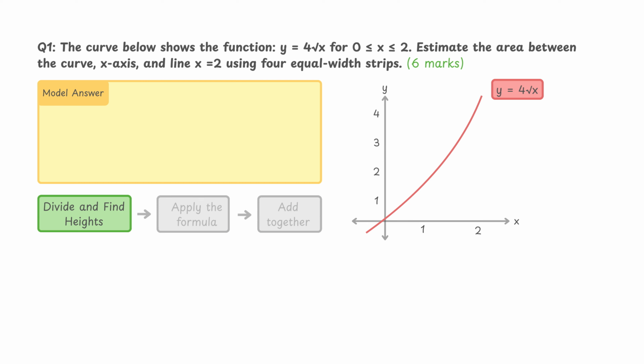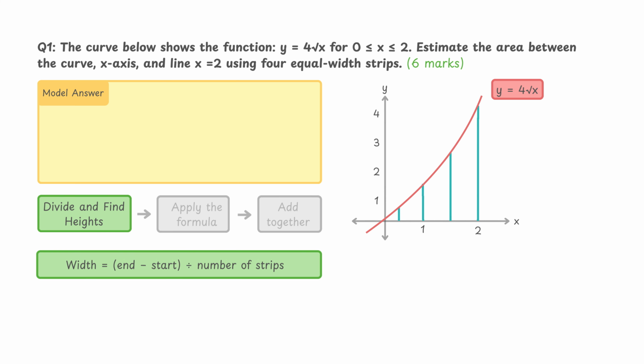Let's begin with step 1. Divide the interval and find the width. We are given that x goes from 0 to 2, so the total interval is from 0 to 2. We are also told to use 4 equal width strips, so we use the formula. Width equals end minus start divided by the number of strips. So this becomes 2 minus 0 divided by 4. That gives 2 divided by 4, which equals 0.5. This earns 1 mark.